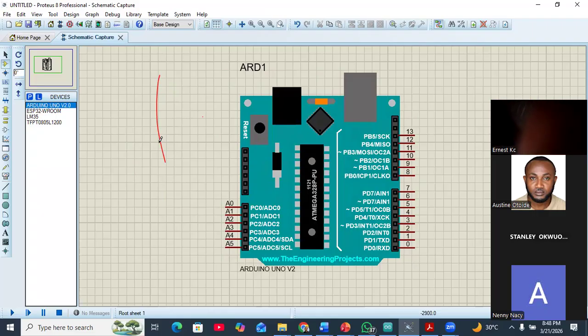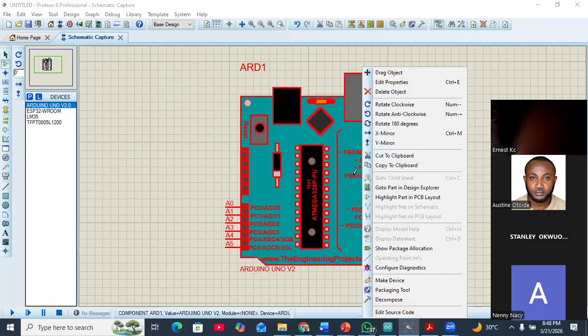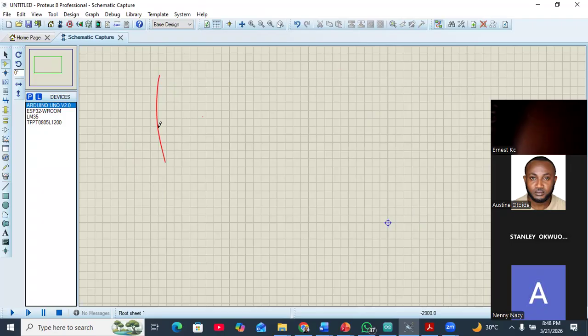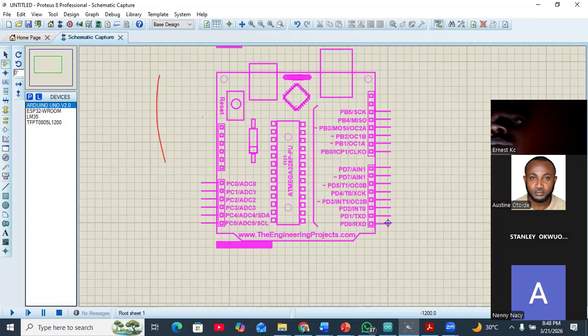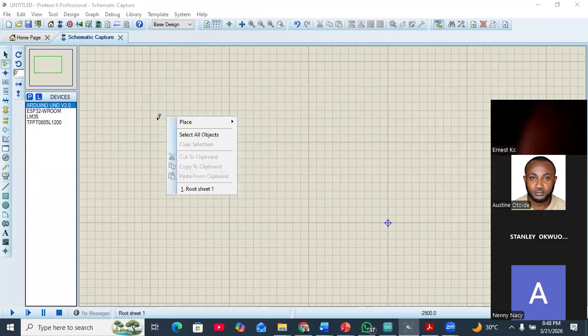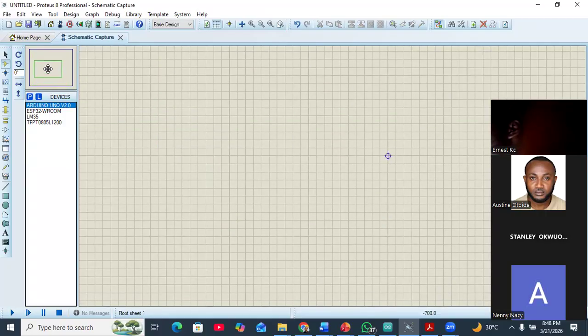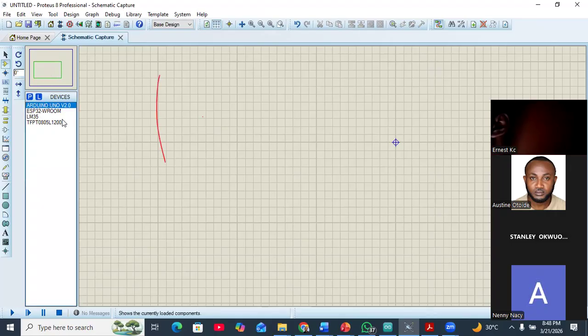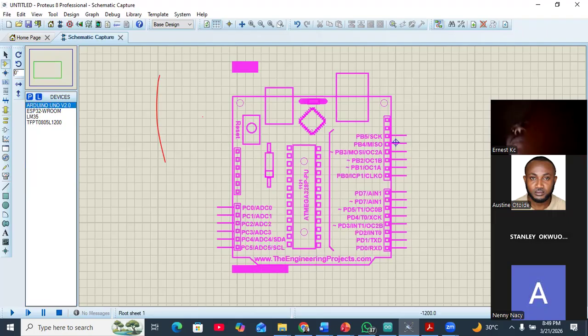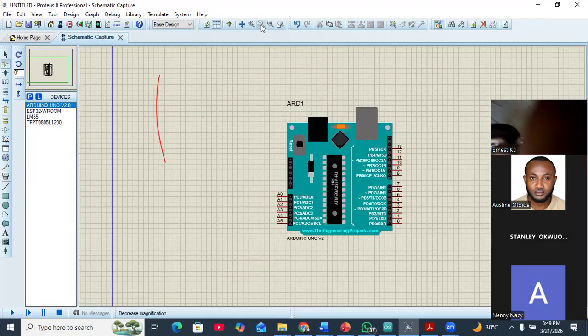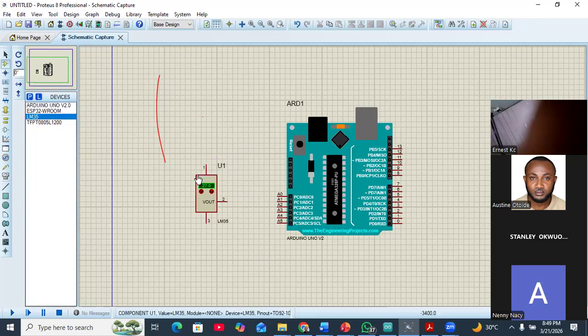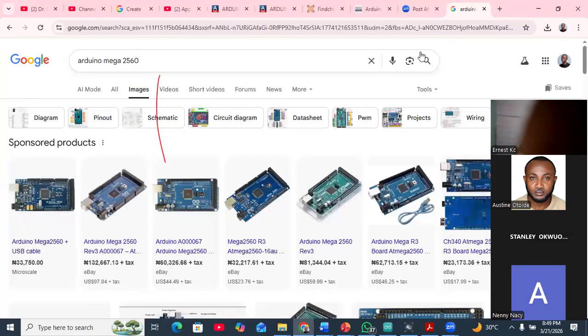That's Arduino Uno. Now, let's remove this. We pick one again, and we pick a sensor this time around. LM35 is a temperature sensor. LM35.